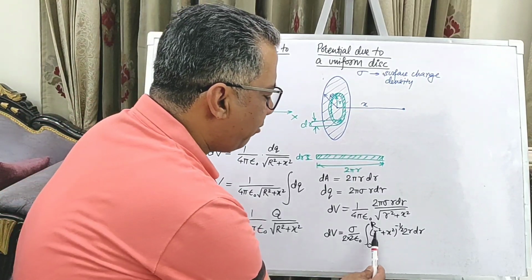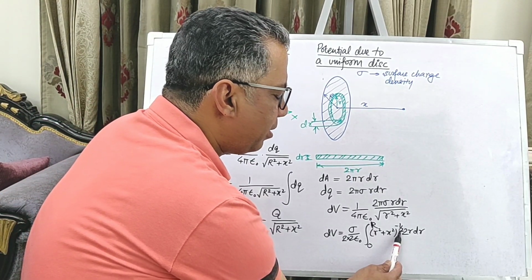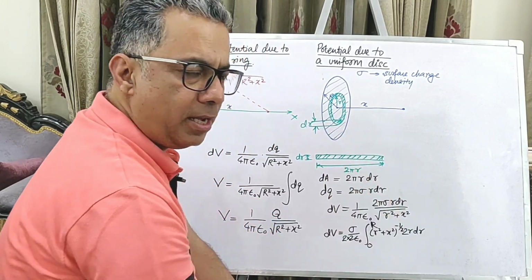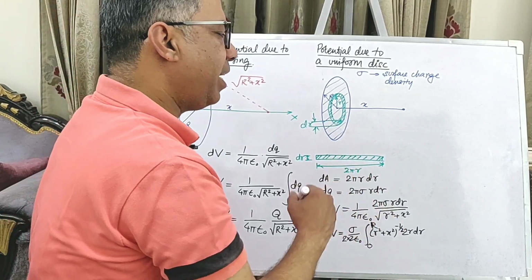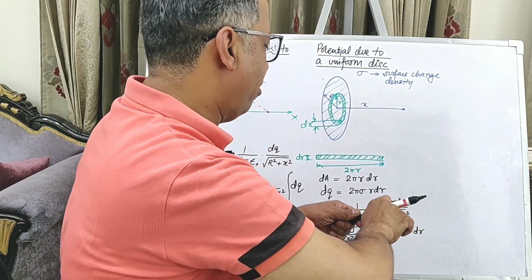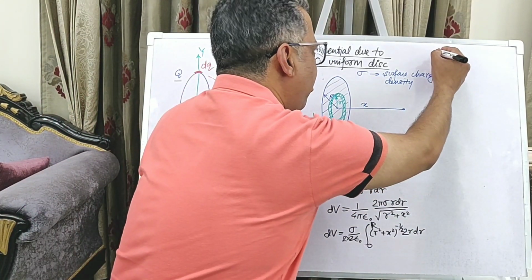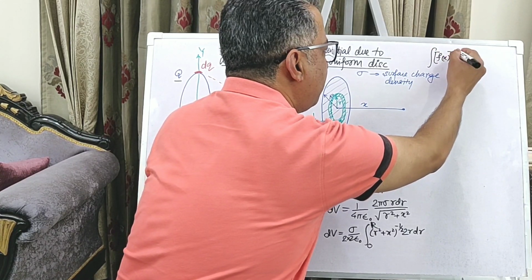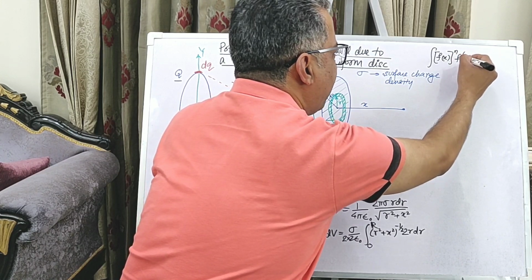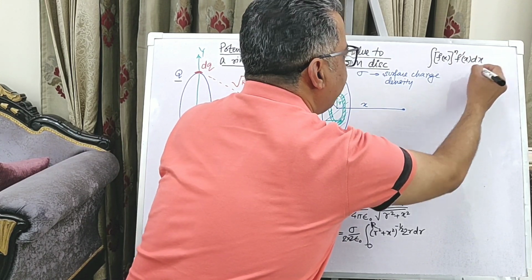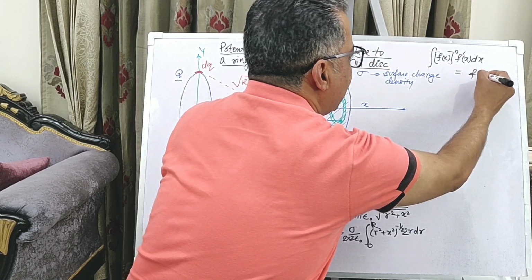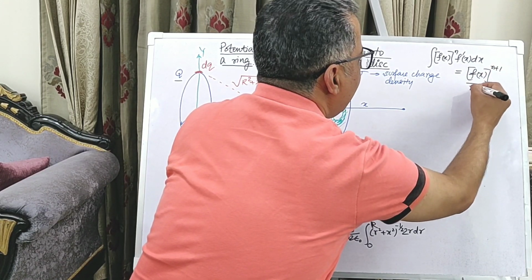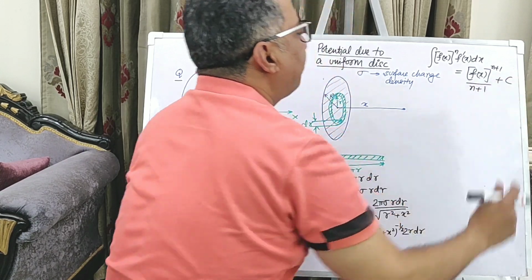So we now have a function raised to the power n into the derivative of the function times dr. Now when we have this kind of situation, let me remind you of this integral form. If we have f(x) raised to the power n into f prime x, the derivative, into dx, the integral comes out as f(x) to the power n plus 1 by n plus 1, plus c.